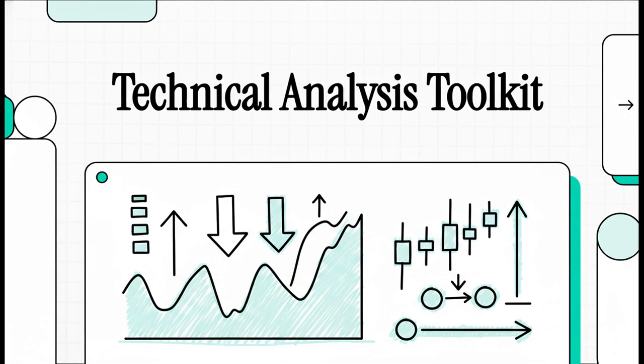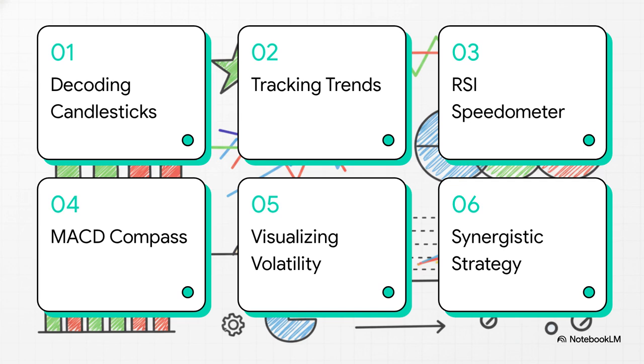We're going to build a comprehensive technical analysis toolkit from the ground up, moving from raw, messy market noise straight into highly precise, actionable signals. Let's get into it. Here's our exact roadmap for today. We'll start by decoding candlesticks, then we'll track trends with the EMA, check the RSI speedometer, read the MACD directional compass, visualize volatility, and finally combine it all into one synergistic strategy.